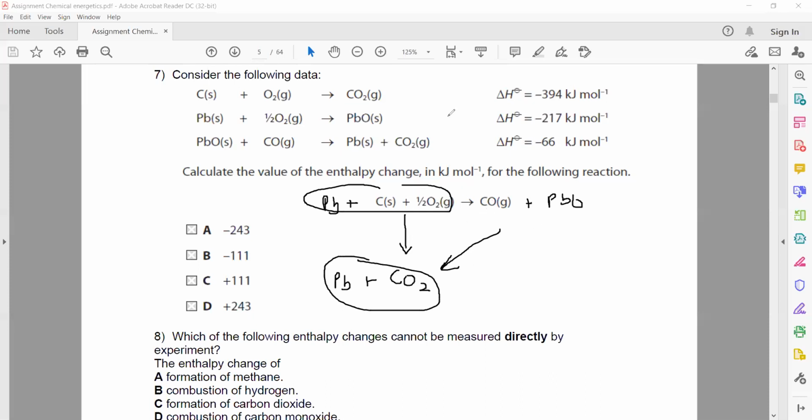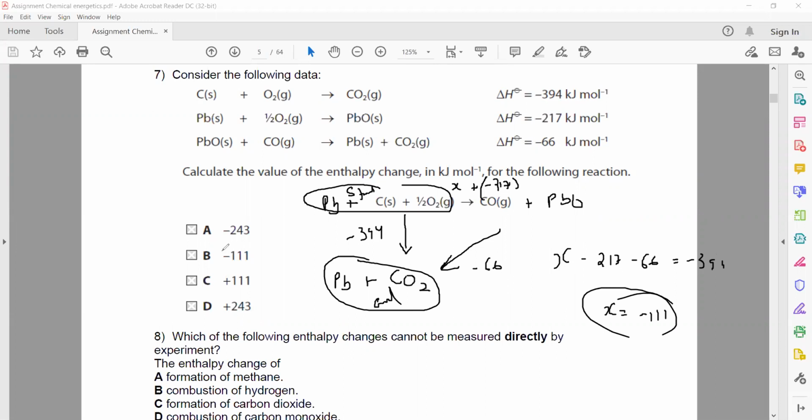So just substitute the values for enthalpy change and work out this plus this equals this. This one is carbon reacting with oxygen to give carbon monoxide, so this is X, unknown for us. Lead reacting with oxygen to form lead oxide is minus 217. Carbon monoxide and lead oxide reacting to form lead and carbon dioxide is minus 66. And carbon dioxide formation is minus 394. So when we apply Hess's law, X minus 217 minus 66 is equal to minus 394, because the two arrows are pointing out at the start of the cycle, and this is the end of the cycle. When we move to the other side, we'll get the same answer, minus 111. Is it clear?